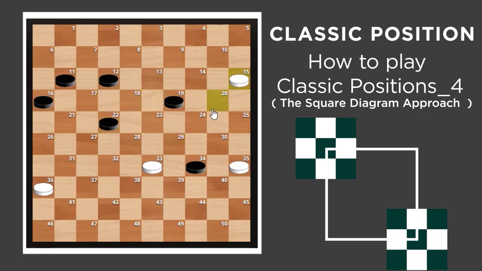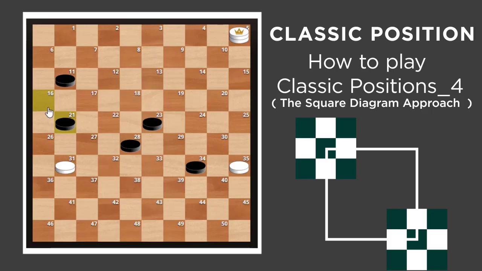Then white will move to 15. Black will play 12, 17. White will play 15, 10. Black will play 22, 28. White will take, and then black will also take to 28. White will play 10, 5. Black will also play 19, 23. Then white will respond by playing 36, 31.